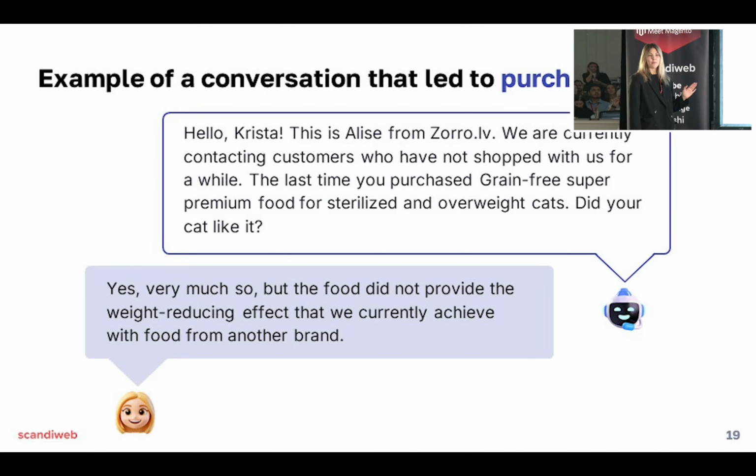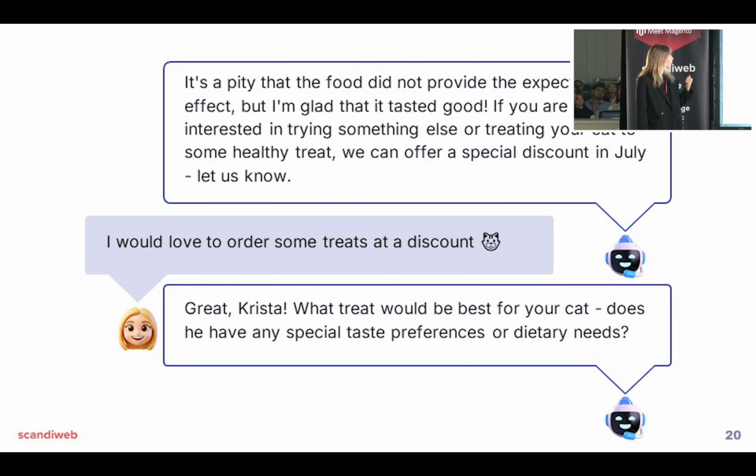And here's an example of real conversation that actually led to purchase. So you understand how it actually evolved into the actual order. So we outreach the customer, we say what he ordered, ask how the cat liked it. Yes, liked very much, but the food didn't provide the needed effect. So right now we are exploring it with other brands. Well, it's a pity, yeah?